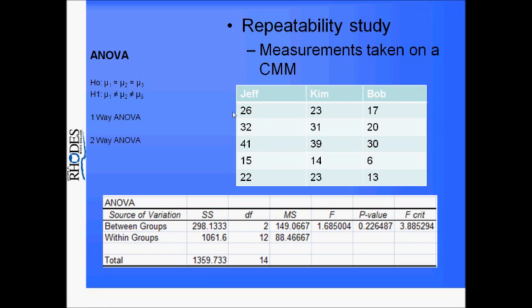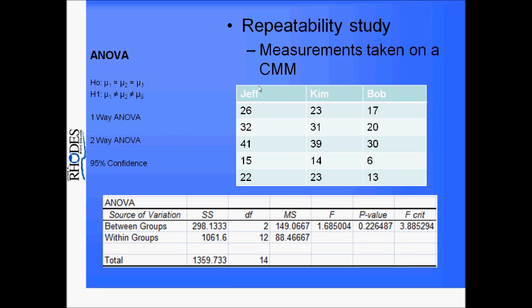So in other words, an operator would measure the same part 3 times. So that throws a whole other dimension into it. You can look at the variation between the same operator measuring the same part, and you can look at variation between multiple operators measuring the same part. So that would be a two-way ANOVA. A little bit more complicated, but we're just going to stick with the one-way ANOVA for this class. Assume 95% confidence unless otherwise stated on most ANOVAs.